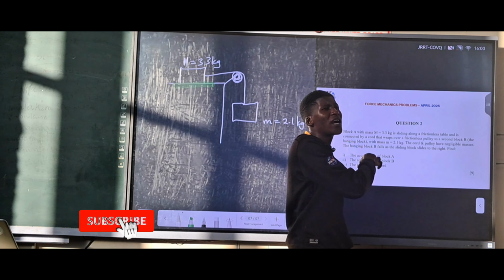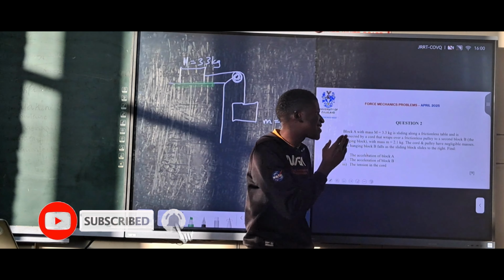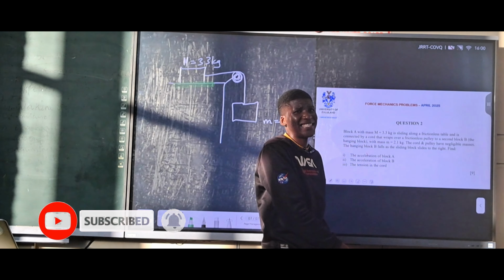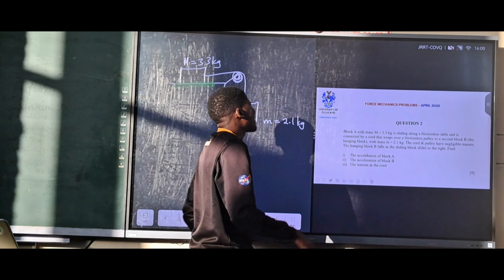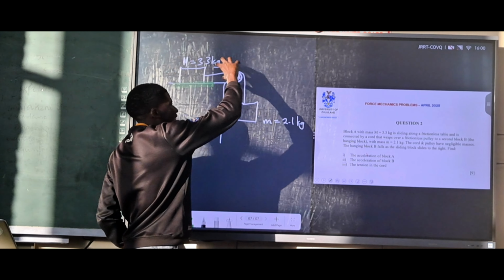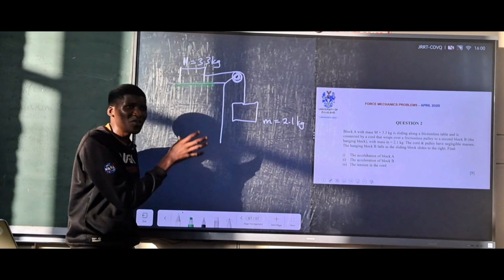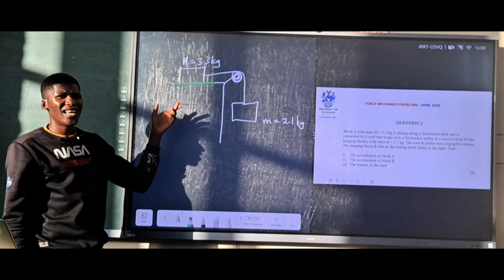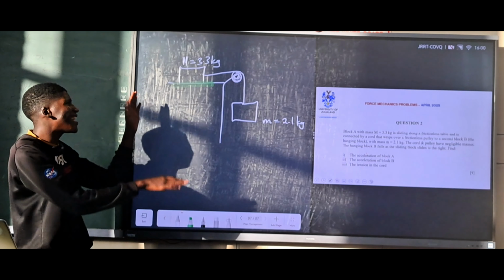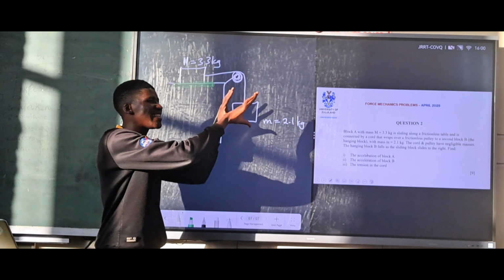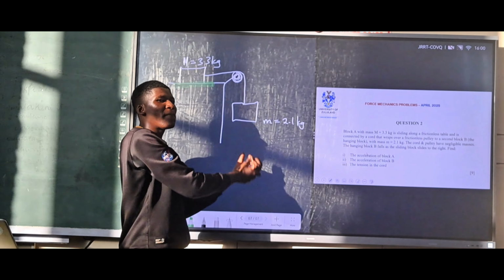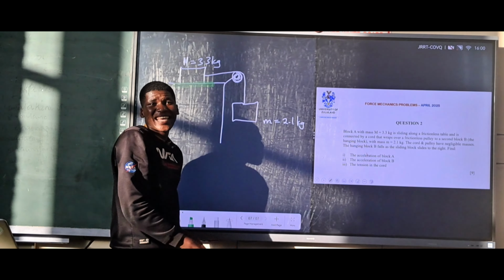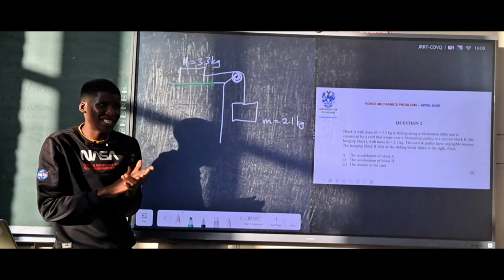The hanging block falls as the sliding block slides to the right. This one is also falling. Since the surface is frictionless, there are no energy losses. The energy is conserved. So the energy as this block is sliding will be transferred through the rope to this mass M. So they will have the same acceleration.